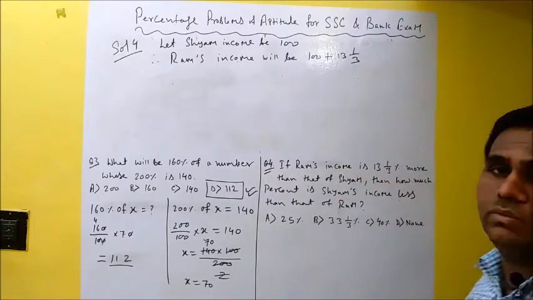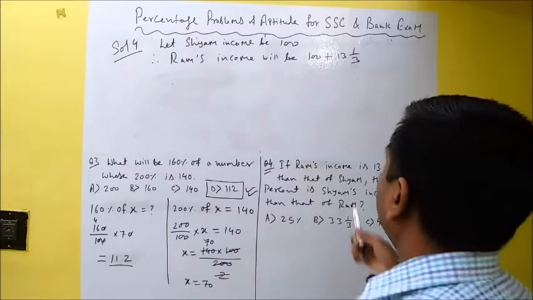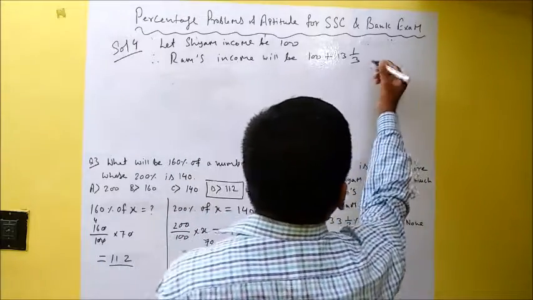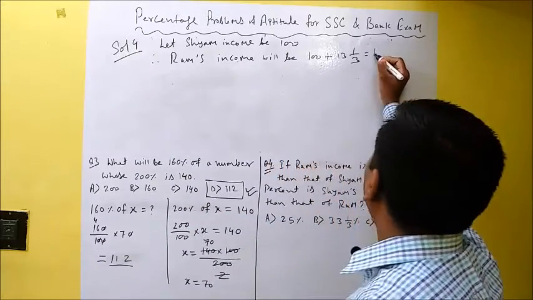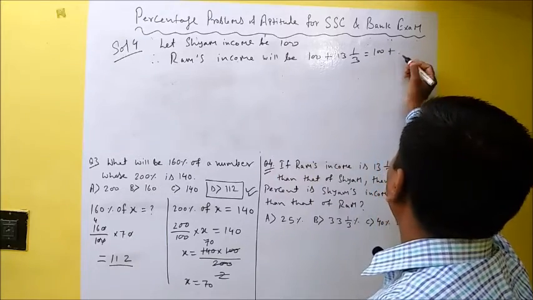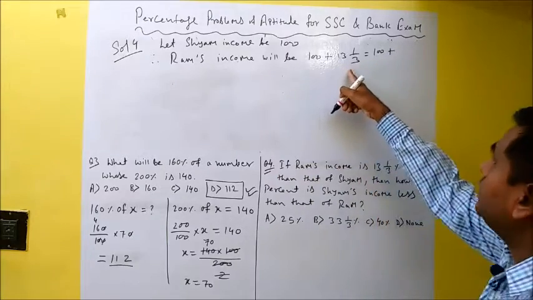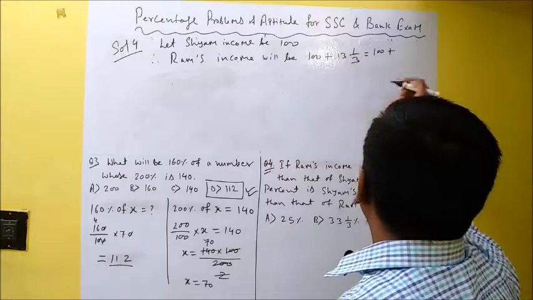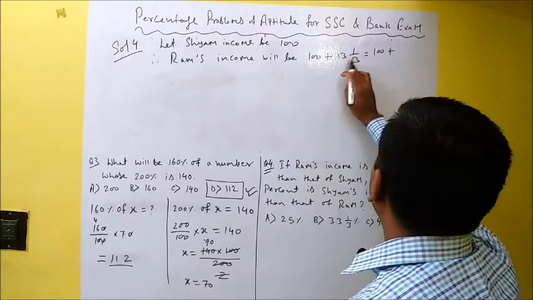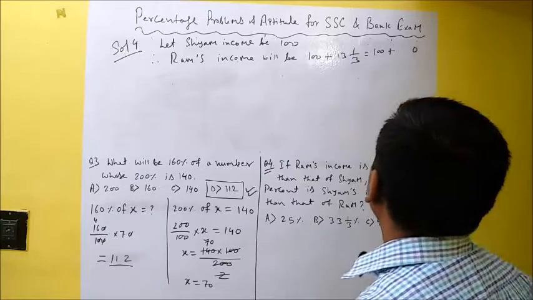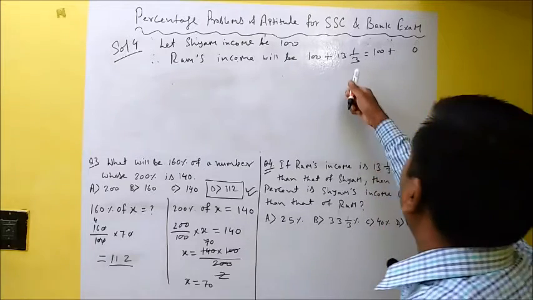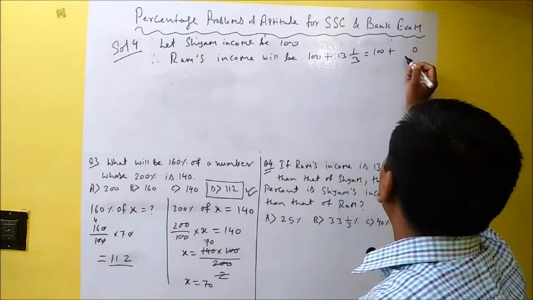So now we have both incomes, Shyam's as well as Ram's. Let's remove this mixed fraction. Multiply 13 into 3 plus add 1. So 3 3s are 9, 9 plus 1 is 10. So 0 we will write here, and 3, and this becomes 4.